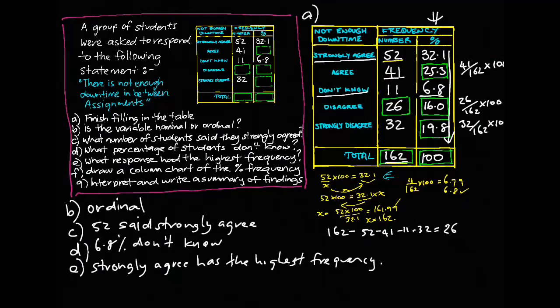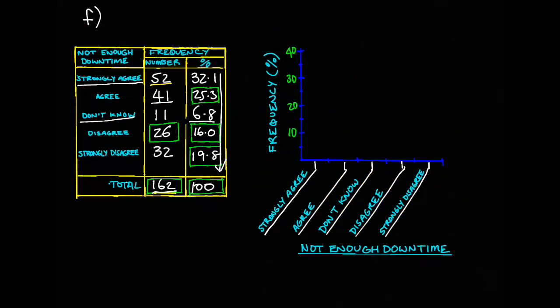So F, they've asked us to draw a column chart of the frequency. So again, that's this column versus the variables. The first thing we do is set up our X and Y axes, and split this up into the number of variables. So we've got 5. Make sure we get the order strongly agree to strongly disagree correct, because it's an ordinal variable. Let's make sure we name what the variable is here, which is "not enough downtime." And they've asked for percent frequency, not number frequency, so we make sure we get the heading frequency in brackets percentage there, and we're looking at the values in this column.